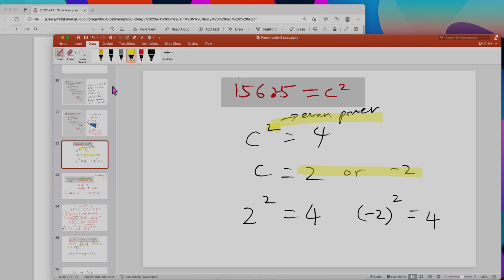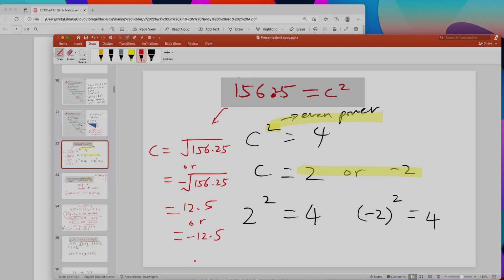So, for the above one, what you should end up with is C should be the square root of 156.25 or negative square root of 156.25. So just now you told me it is 12.5, right? Therefore it's equal to 12.5 or negative 12.5. Correct. Why? Because it's even power. Correct.